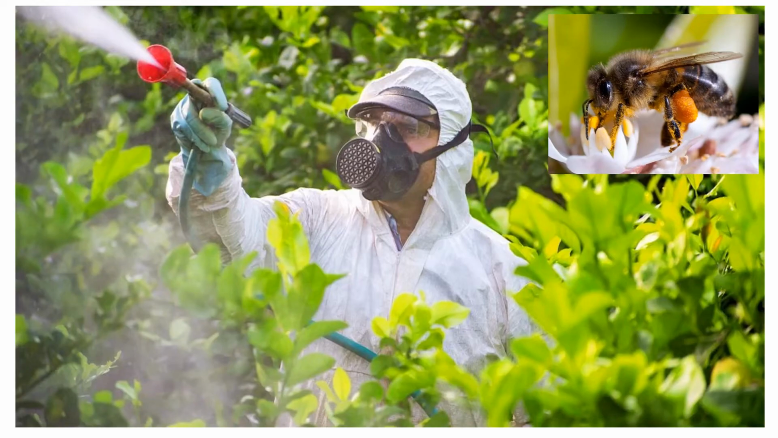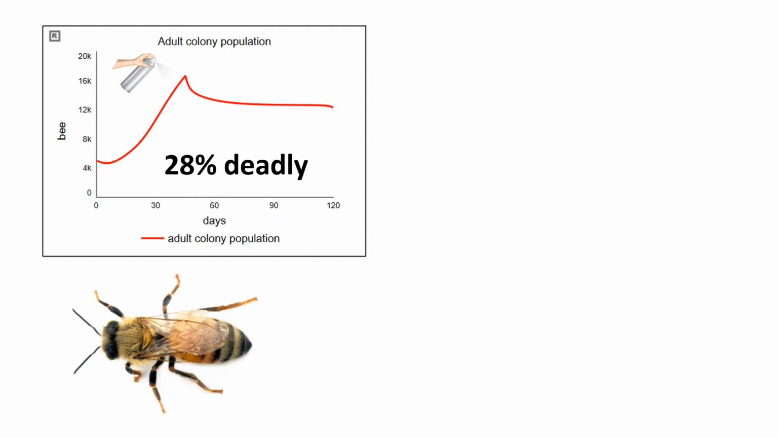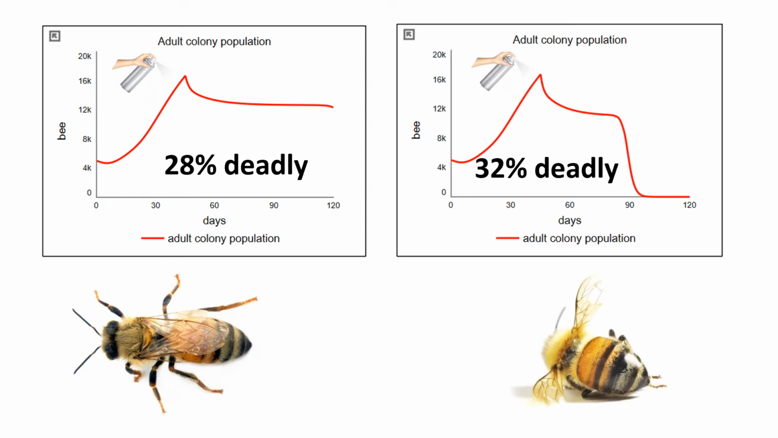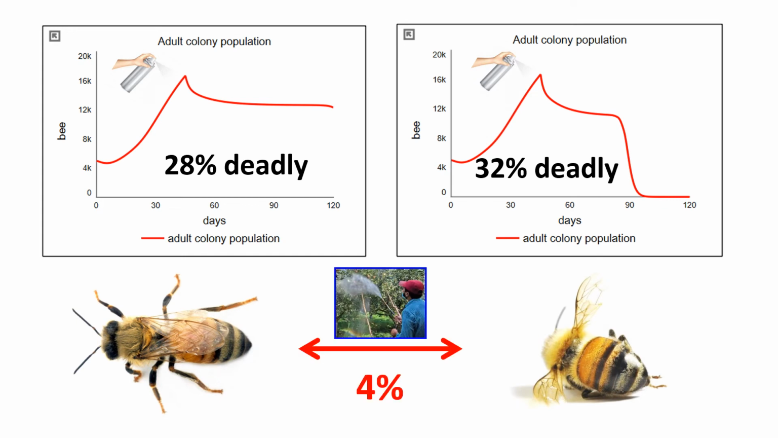And then we have external factors like pesticide use. It was interesting to see that if about 28% of the bees out in the field get killed, the colony kind of survives. But if the rate is just a bit higher, with about 32%, the colony collapses. So a tiny difference in mortality of about 4% makes the difference between surviving and dying.